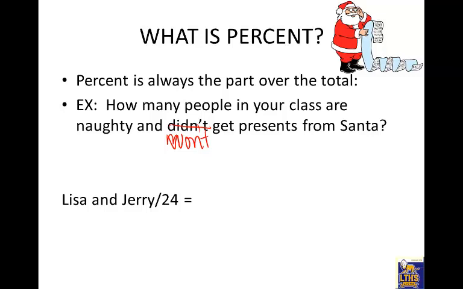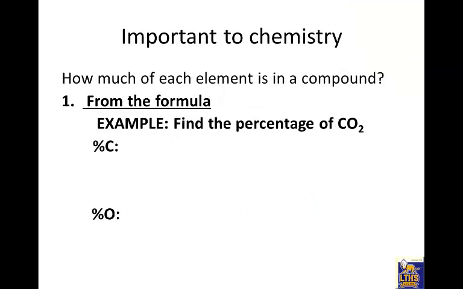That's the part, 2, divided by 24. What do we get? 0.083, and then we multiply by 100 to get percent. So it's 8.3%. Lisa and Jerry will not get presents. Percent is always part over total, part over total. Okay, so why is percent important in chemistry? Because it helps us identify how much of an element is in a compound or a mixture, okay?